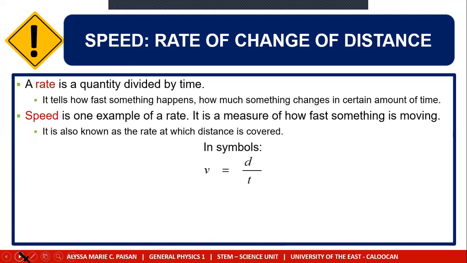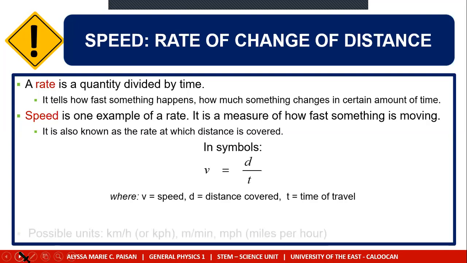In symbols, that's v is equal to d divided by t. As you may notice, the variables are not in boldface because speed and distance are scalar quantities. In the equation, the v stands for speed. Remember that it's not s, it's v. d is distance covered and t is time of travel.